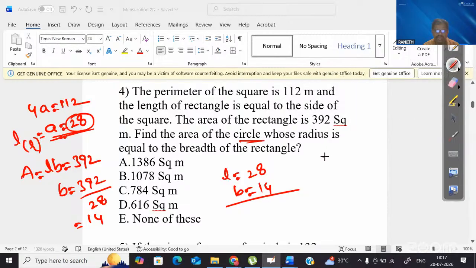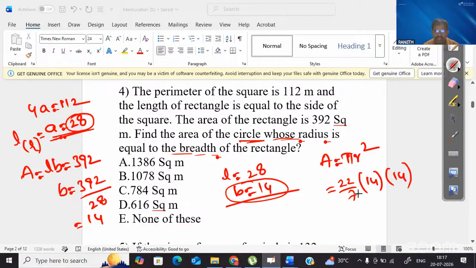What is the area of a circle? Pi r square, whose radius is equal to the breadth. What is the breadth we are having? 14. So pi equal to 22 by 7, where r equal to 14 into 14. 7 twos are 14, 22 into 2 equal to 44. 44 into 14, the answer ends with 6. So we are having two options, one is 1386 and 616. So we can choose 616.